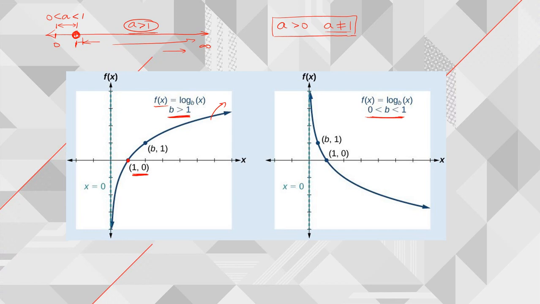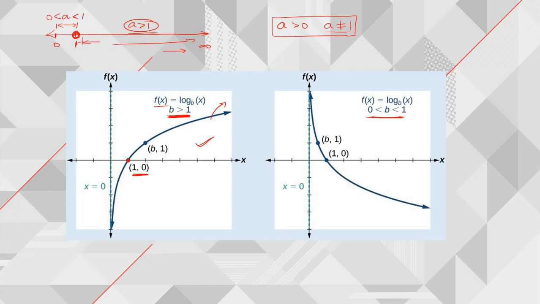When a is greater than 1, the graph looks like this, and where a lies in between 0 and 1, the graph will be opposite, so it will be a decreasing graph. Whenever you have a base value greater than 1, you are going to have an increasing graph.